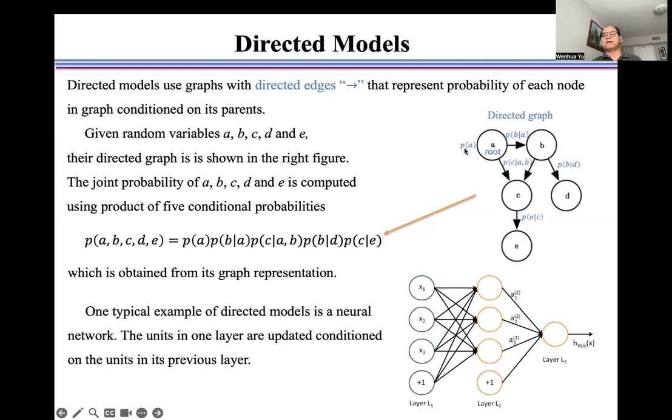This is the root. We have P(A), and we get all the conditional probabilities. For example, this conditional probability of B conditioned on its parent A, and so on. And then I use the product of 5 conditional probabilities to calculate the joint probability. That is the solution to the original problem. One typical example of directed models is a neural network. The units in one layer are updated conditioned on the units in its previous layer.